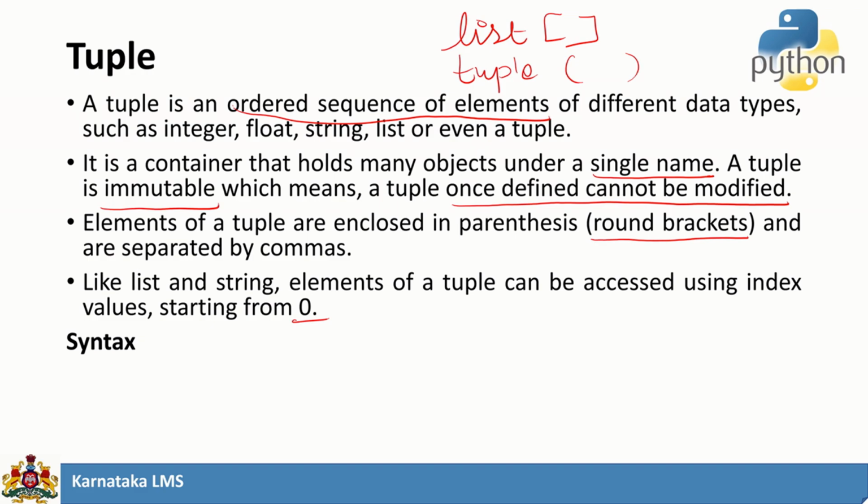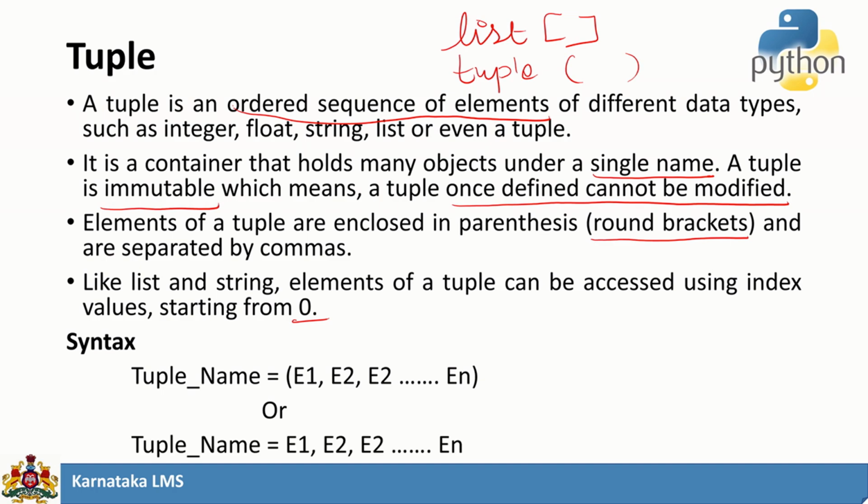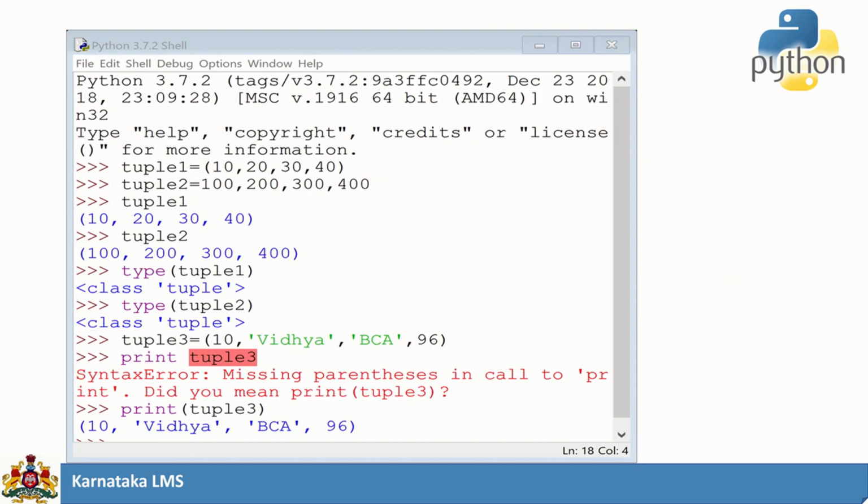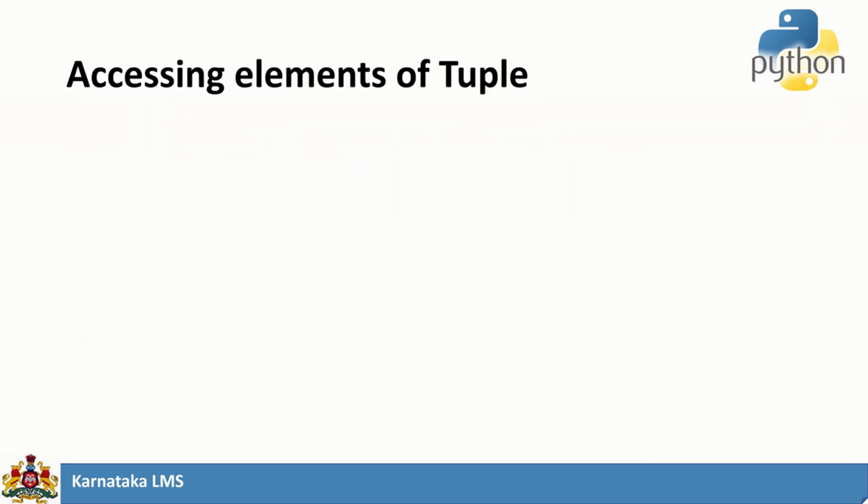We can create a tuple in two ways. That is, tuple name is equal to e1, e2, e3, up to en elements within parentheses, or directly you can give the elements separated by commas. Both are one and the same. Consider this example. I am creating tuple 1 with the elements 10, 20, 30 by using parentheses. In tuple 2, I am not using parentheses, but in both cases it is going to create a tuple only, and it is printed.